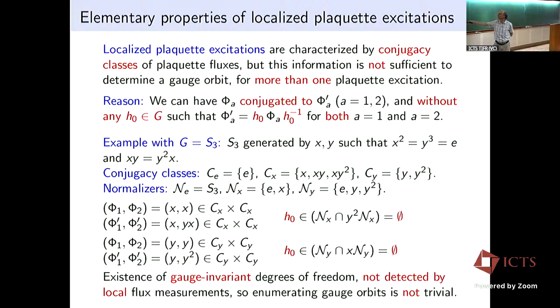The reason is that to conjugate from x to x, you have to use the normalizer of x. To conjugate from x to yx, you need actually y squared times the normalizer of x. And these two states have a vanishing intersection. So quantum mechanically, if I project on a singlet sector, they will give rise to orthogonal quantum states.